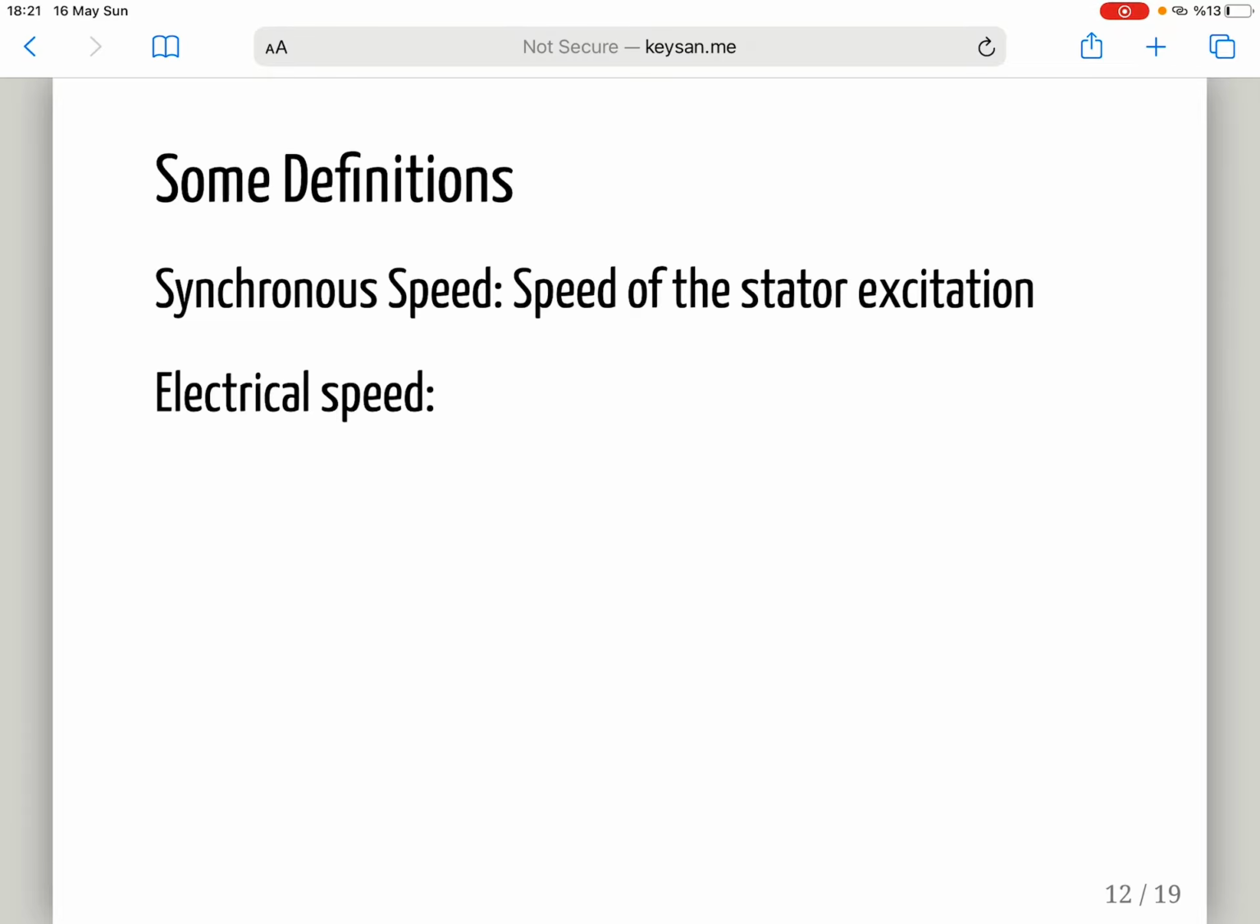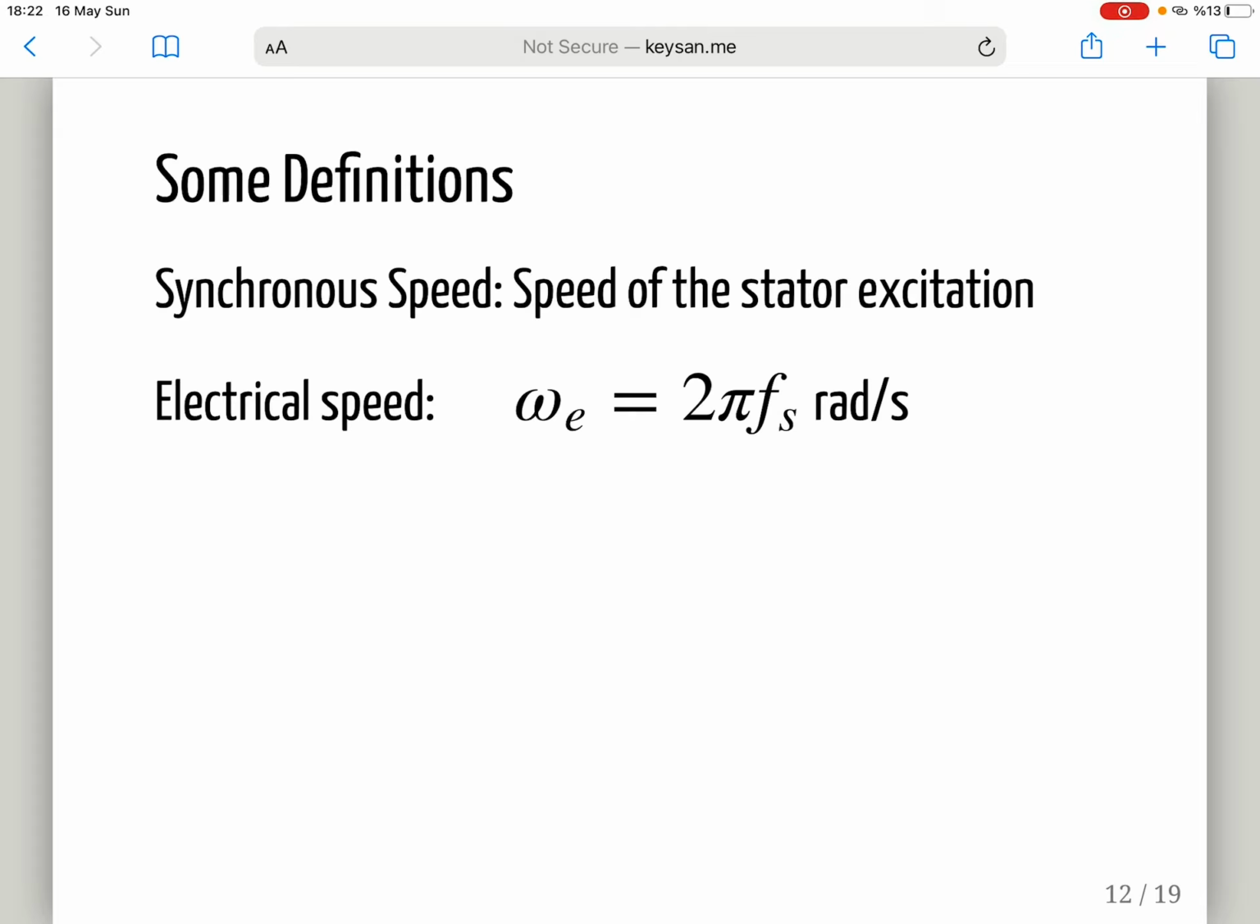First we have the electrical speed. If the stator is excited with an electrical frequency, let's say 50 Hertz, you can have a 50 Hertz electrical speed, but in most cases it is defined in radians per second, so it is 2 pi fs.